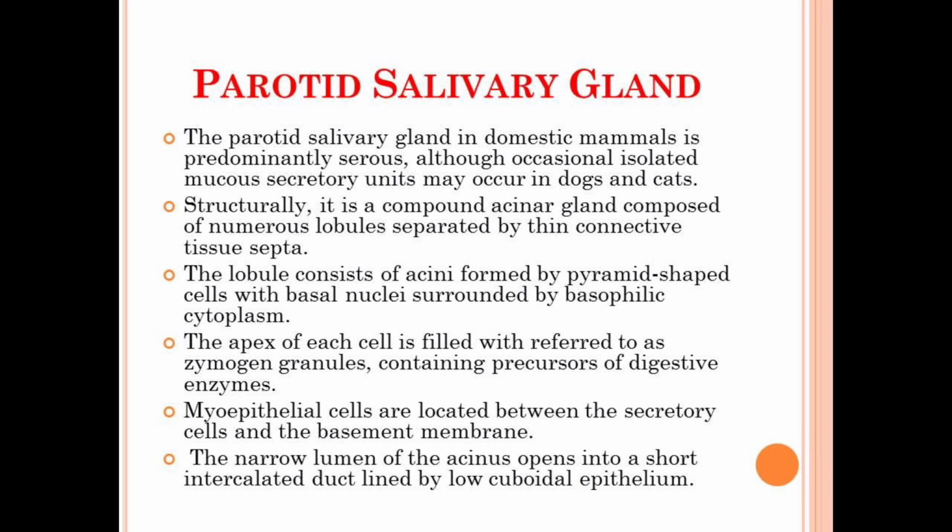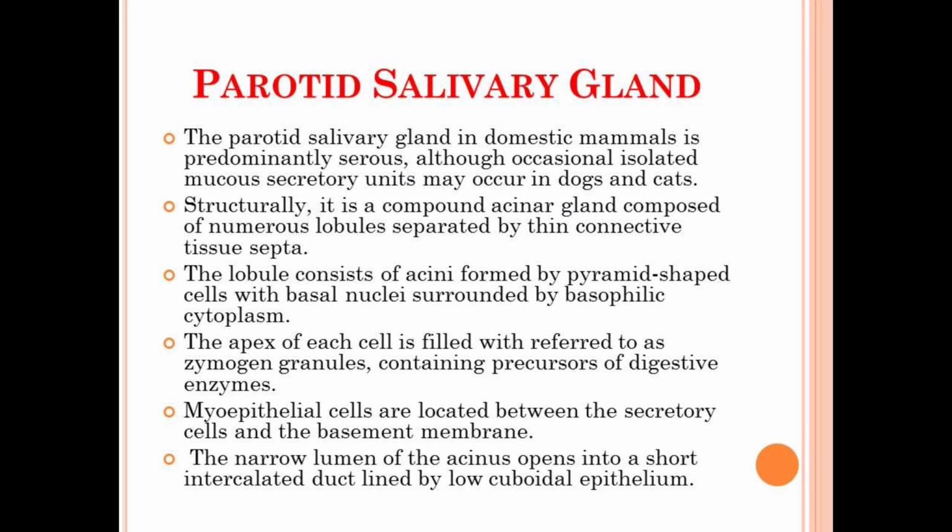Talking about the myoepithelial cells, they are cells that have characteristics of both muscle as well as epithelial cells. In the salivary glands, they are located between the secretory cells and the basement membrane. They basically facilitate the movement of the saliva in the salivary ducts.